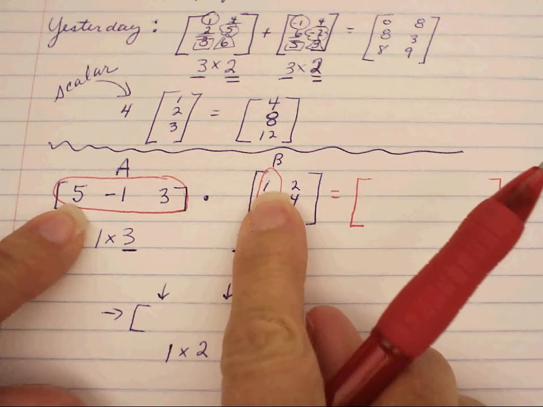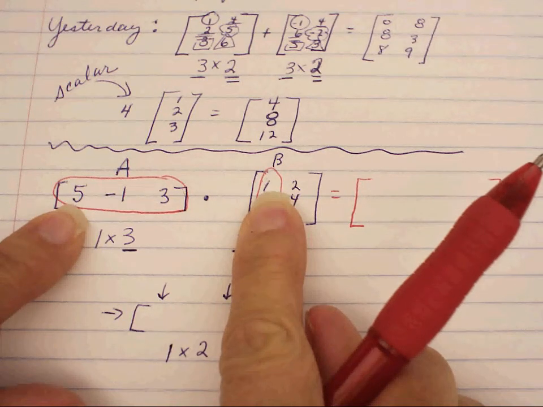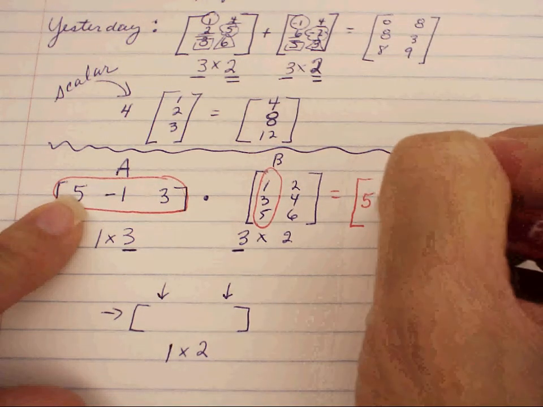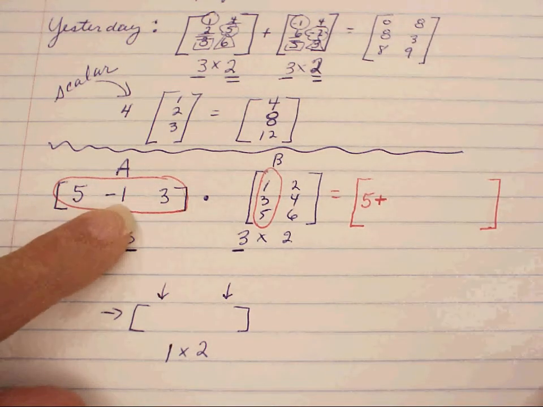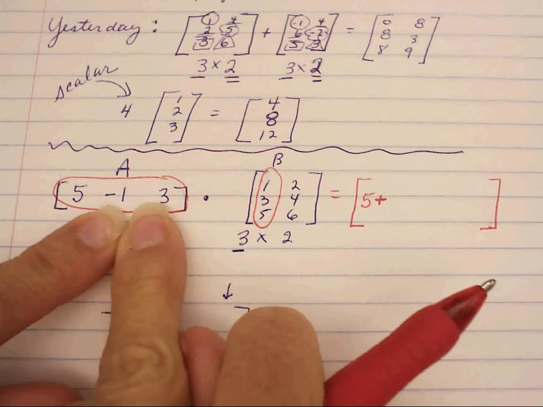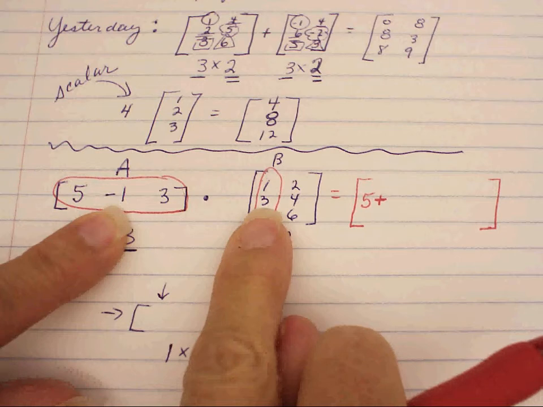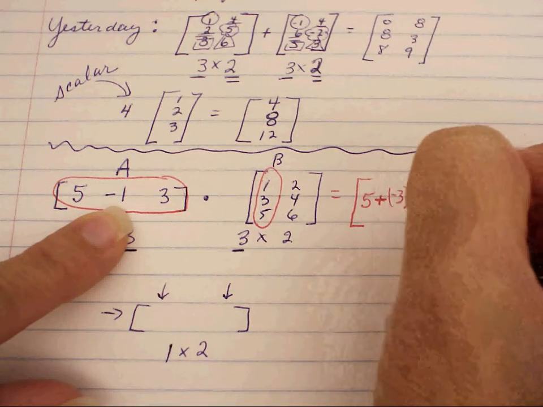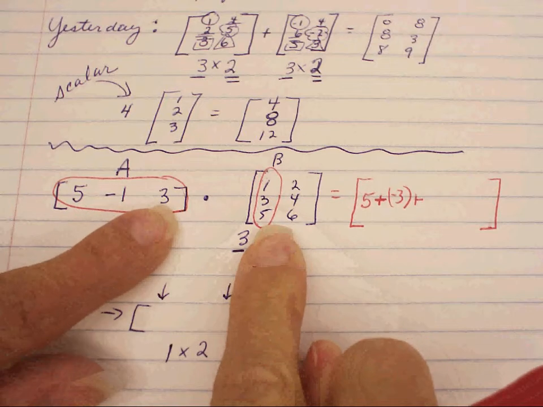If you watch my fingers, what I do is I take element 1 and multiply by element 1. What is 5 times 1? That's not hard, but you have to do the right position. So 5 times 1 is 5. You're going to add it to the solution of the middle one. The middle piece of data, -1, is times 3. What does that give us?